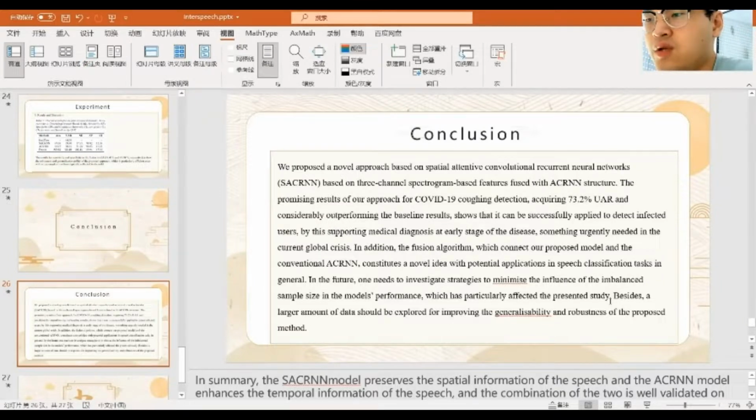In the future, to be honest, for our proposed model, due to the small size of the database, overfitting is likely. So in the future, one needs to investigate a strategy to minimize the influence of the imbalanced sample size on the model's performance. In the present study, a larger amount of data should be exploited for improving the general applicability and the robustness of the proposed model.